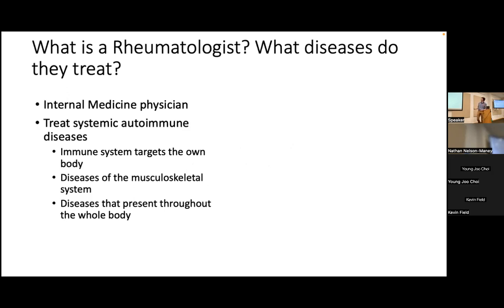Just for completeness, a rheumatologist is an internal medicine physician. So they went to medical school, internal medicine residency, and then did a fellowship in rheumatology. And they treat systemic autoimmune diseases primarily. What those are is when the immune system targets the body's own cells. Generally, these present initially in the musculoskeletal system, like joints and bones and muscles. But they really present through the whole body, even though the thing people think about with rheumatologists is arthritis.